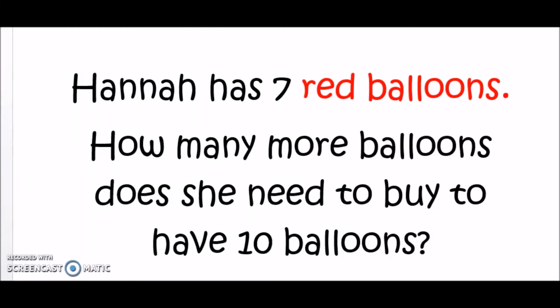The following video is a depiction of the strategies students may use to solve cognitively guided instruction addition word problems. The word problem is as follows. Hannah has 7 red balloons. How many more balloons does she need to buy to have 10 balloons?